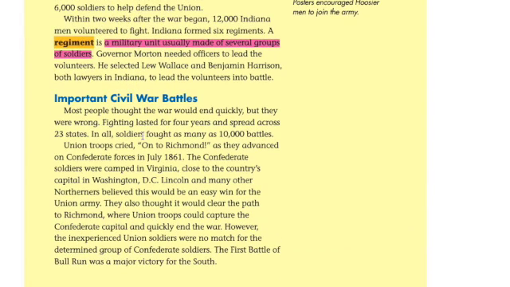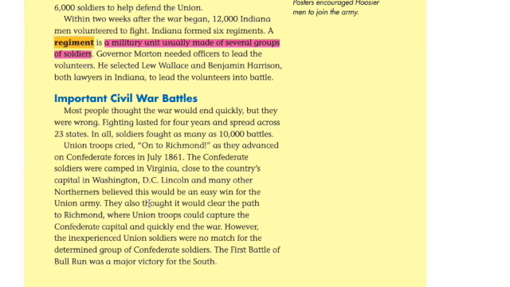Important Civil War battles. Most people thought the war would end quickly, but they were wrong. Fighting lasted for 4 years and spread across 23 states. In all, soldiers fought as many as 10,000 battles. Union troops cried, "On to Richmond!" as they advanced on Confederate forces in July 1861.